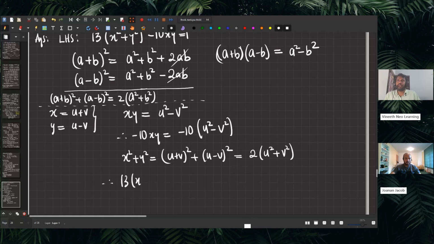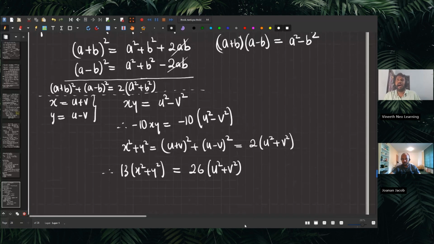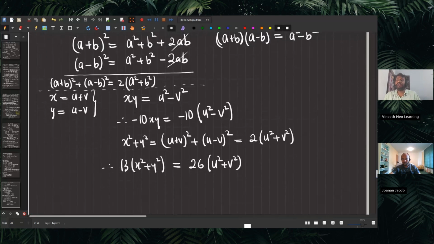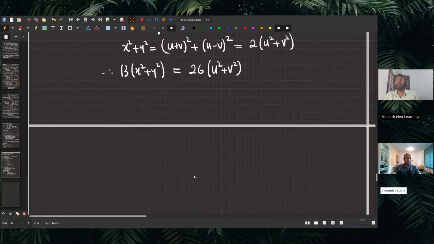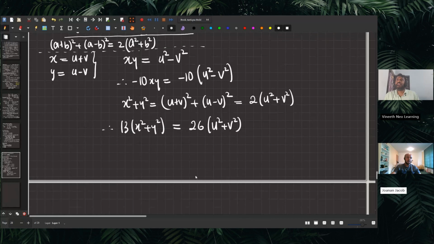So 13 times x squared plus y squared will be 13 times 2, so we are multiplying both of these by 26, giving 26 times u squared plus v squared.